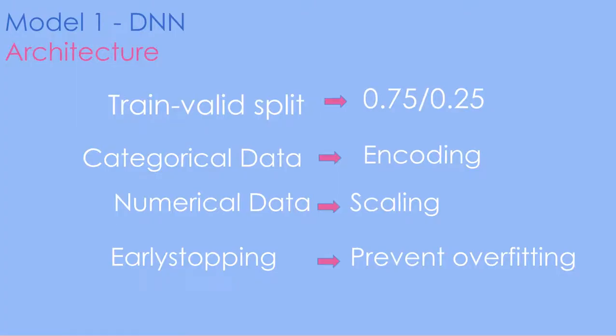We tried a deep neural network as the first model. We split the training set and test set in a ratio of 3:1. Then we encoded the categorical data and scaled the numerical data. We also used early stopping to prevent overfitting. We tried L2 regularization, but the outcome was not very good.